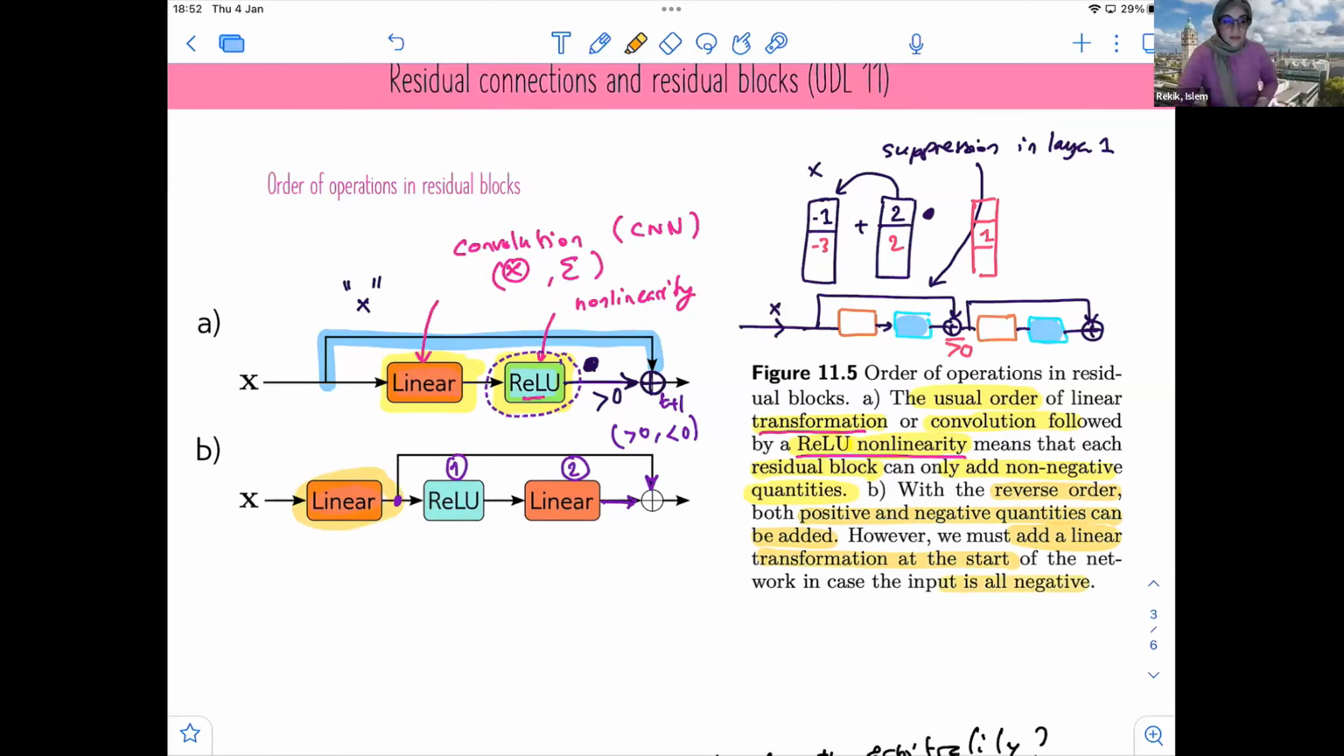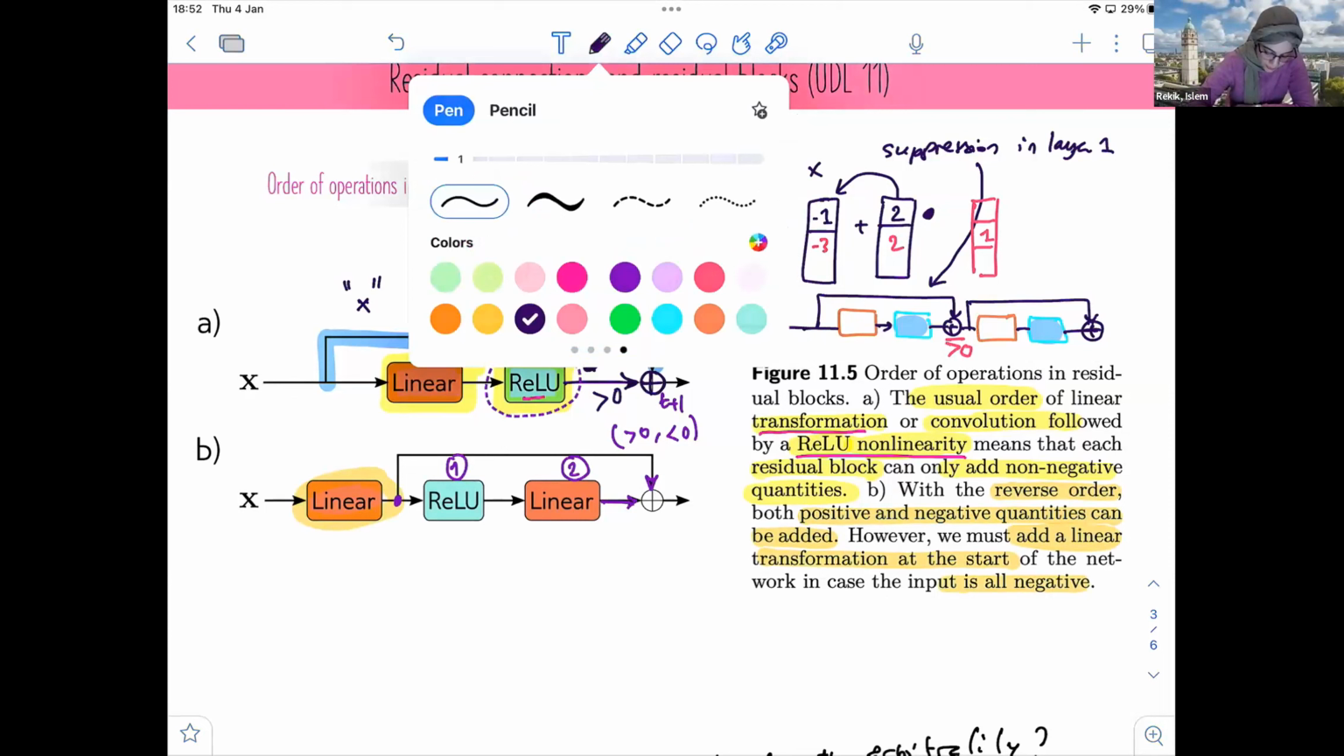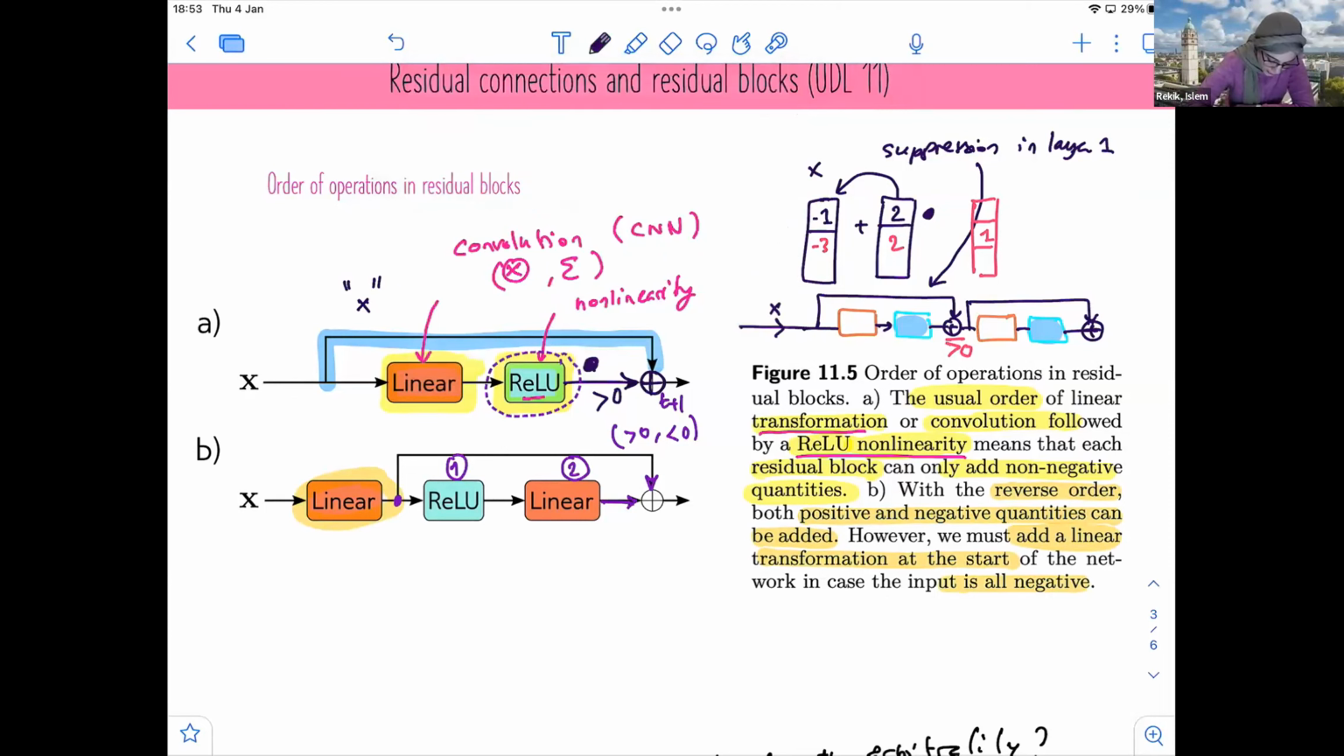So if the input is all negative, we don't want to pass it through a ReLU. Imagine what happens if your input is all negative. This X has all negative values, negative 0.7, negative 11, etc. This is my vector right here. If I pass it through a ReLU, of course you have multiple channels, but you can think about taking the max of 0 and X itself. So what you're going to do is zero all of these.